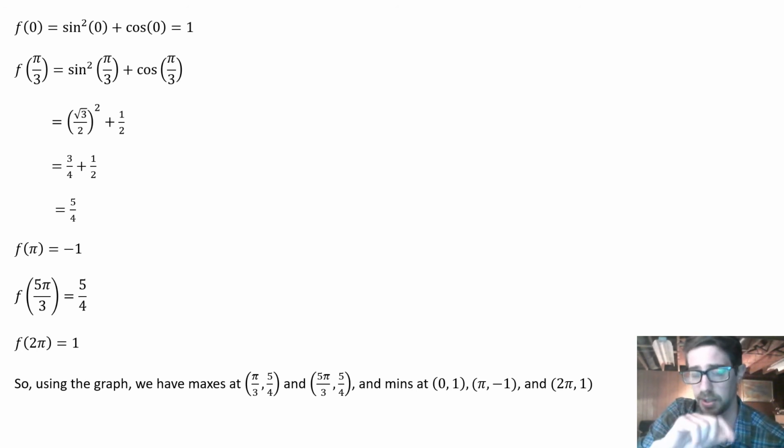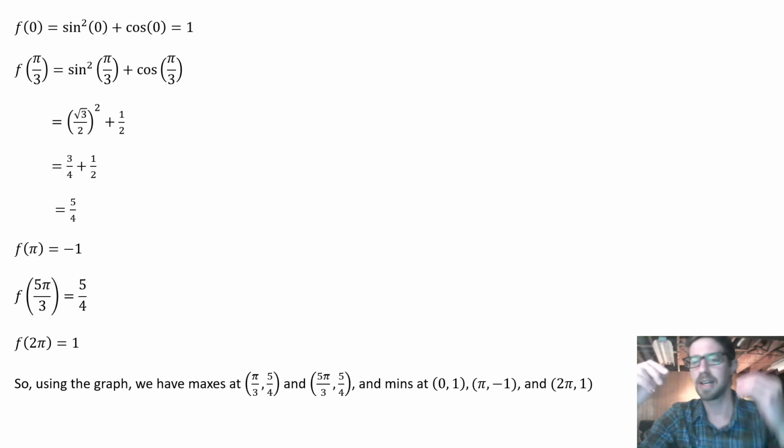We have a local min at 0, 1. A local, actually a global min at pi comma -1, and then another local min because it repeats again at 2 pi comma 1. So this is really the thing I'm looking for. I want to see the math, and then I want to see you just sum up what you already kind of know based on the graph, but we did the math to get these exact numbers.